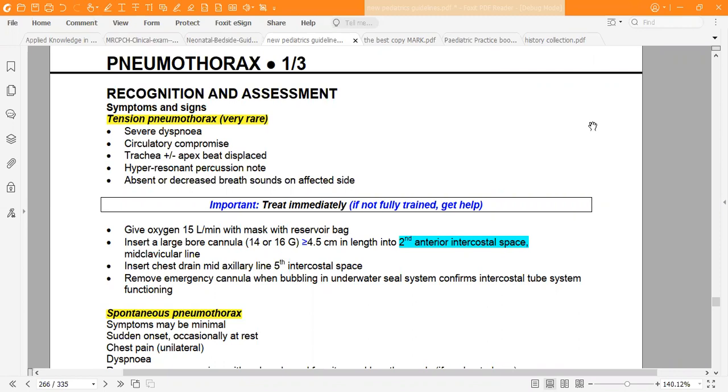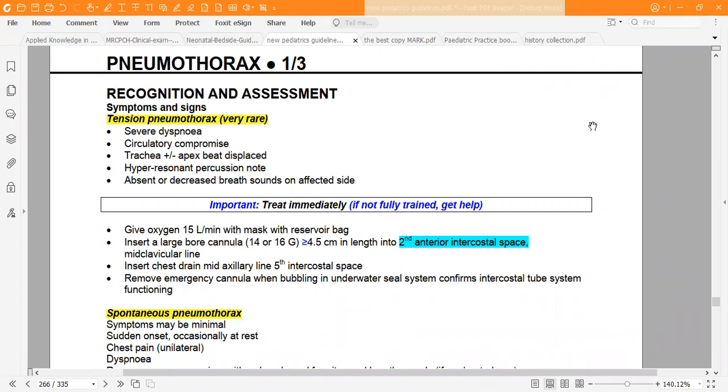Today I was thinking about reading the pneumothorax guideline from the Green Book. So let's start. Bismillah ar-Rahman ar-Rahim. The pneumothorax guidelines: how you can recognize the pneumothorax and assess it.